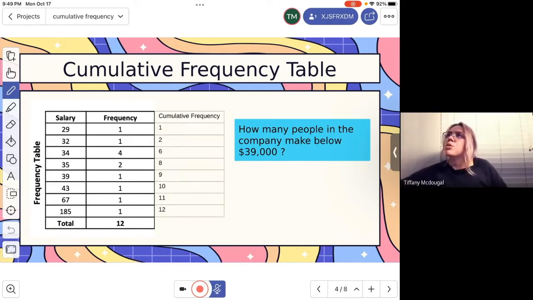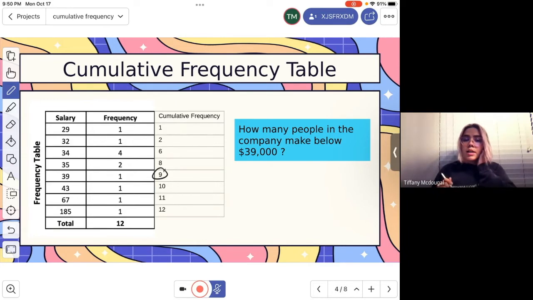So what is cumulative frequency good for? Why do we need to know it? Well, it helps us answer questions like this. How many people in the company make below $39,000? Well, if I look at the number 39, because that's our salary, that's $39,000, I can see 9 people up to this point make that. So that means one person makes 29, one person makes 32, 4 people make 34, 2 make 35, and 1 makes 39. So how many people make 39 and below?